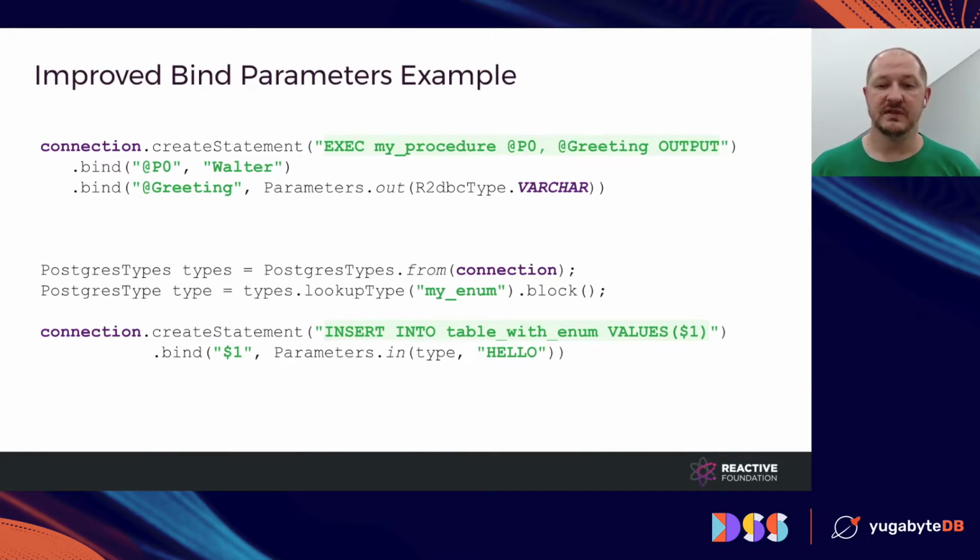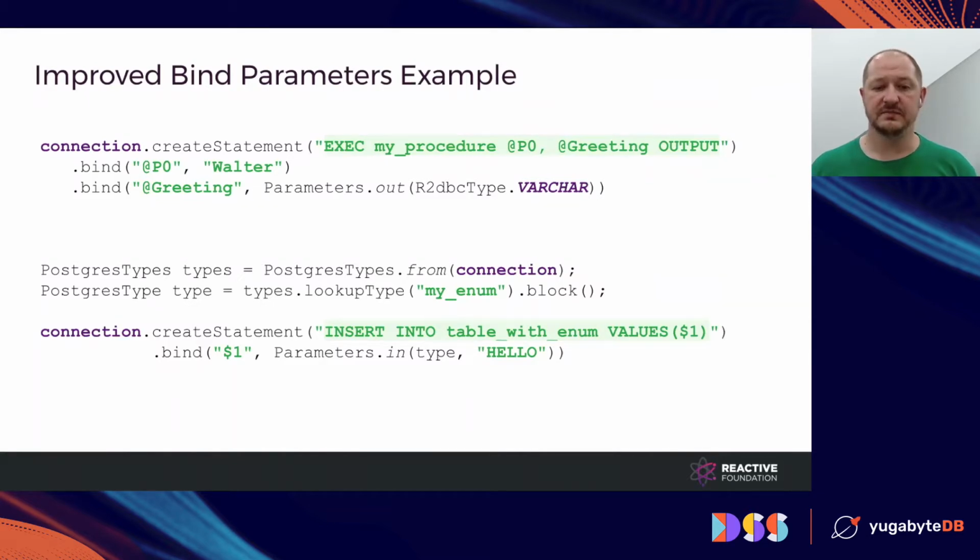So for instance, the greeting parameter should be an out parameter for a stored procedure. And then we also have to specify which type is going to be this parameter type. And we can specify, okay, Parameters.out with a specific type of varchar. The second example is much more interesting because it leverages the dynamic type system.